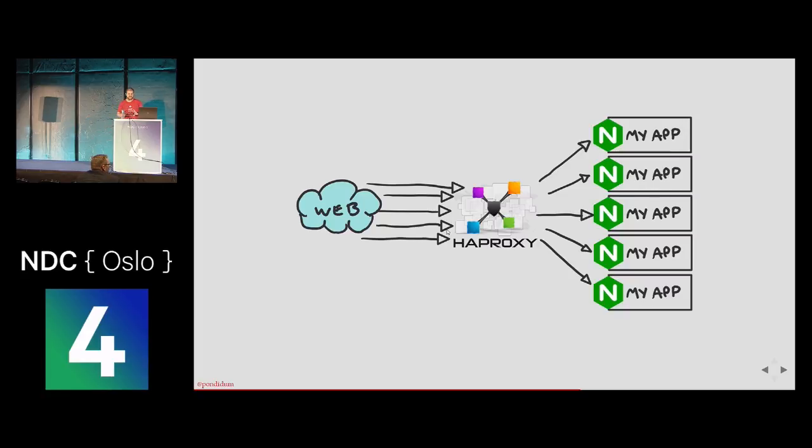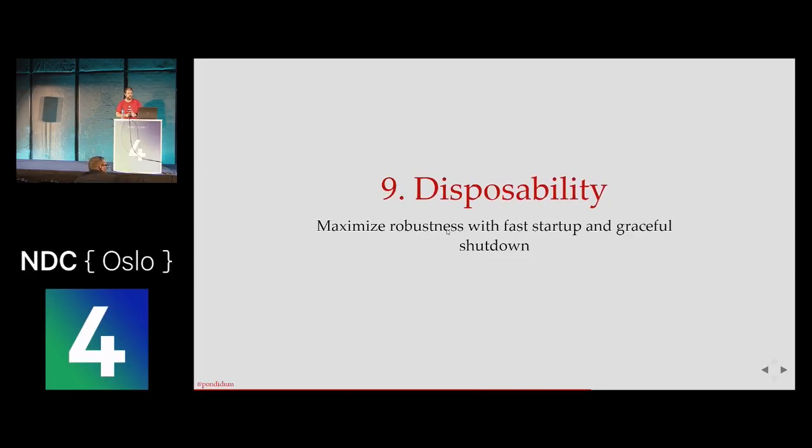But when you're scaling applications, you have to be careful about the next factor as well, which is disposability. You should be maximizing robustness with fast startup and graceful shutdown. In other words, the quicker you can start and stop handling requests, the better.